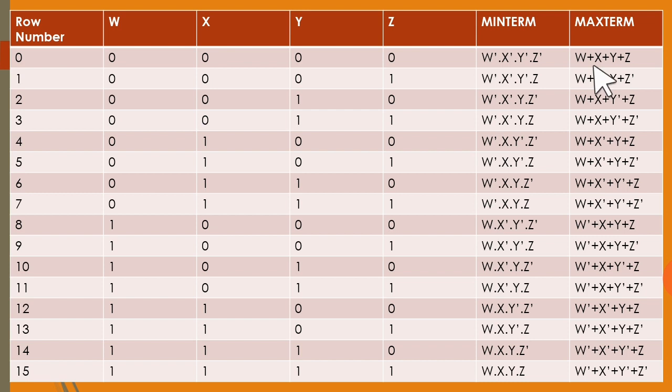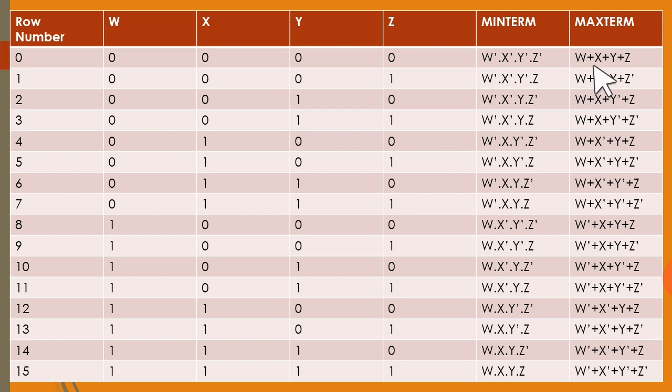So what to do now? We don't have to do anything with any variable. No complementation of any variable is going to be there. The variables are written as they are because zeros are untouched in the maxterm and ones are complemented. Only zeros are there in the input combination. So it is W plus X plus Y plus Z.